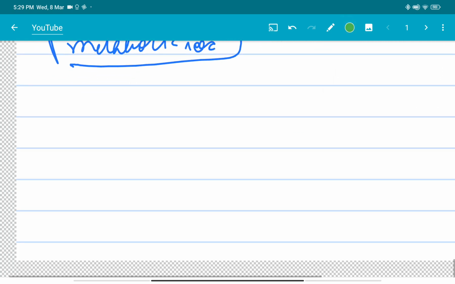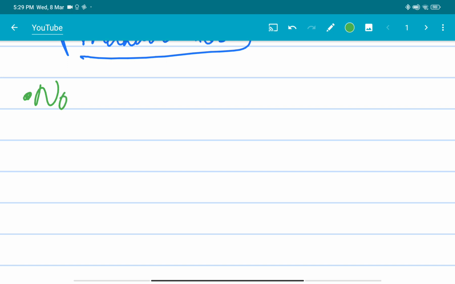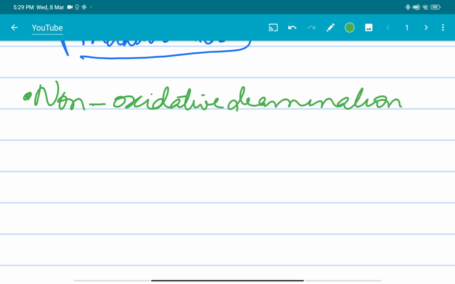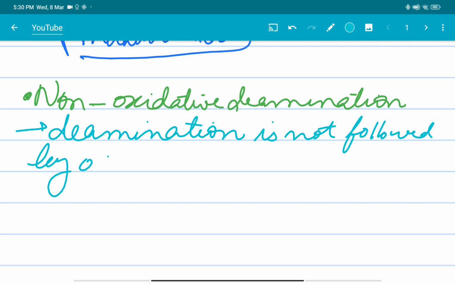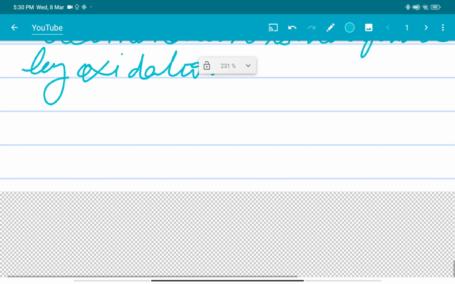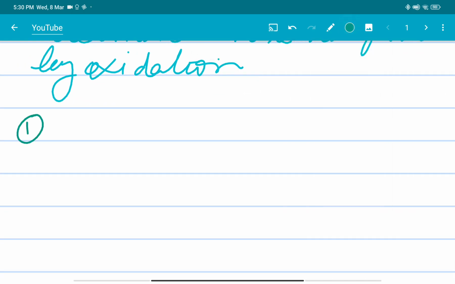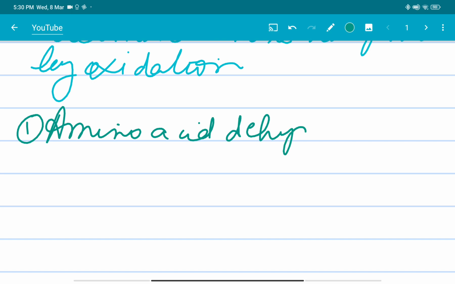Now we will talk about non-oxidative deamination. In non-oxidative deamination, the deamination is not followed by oxidation. The number one case that we will discuss is of amino acid dehydroxylases.